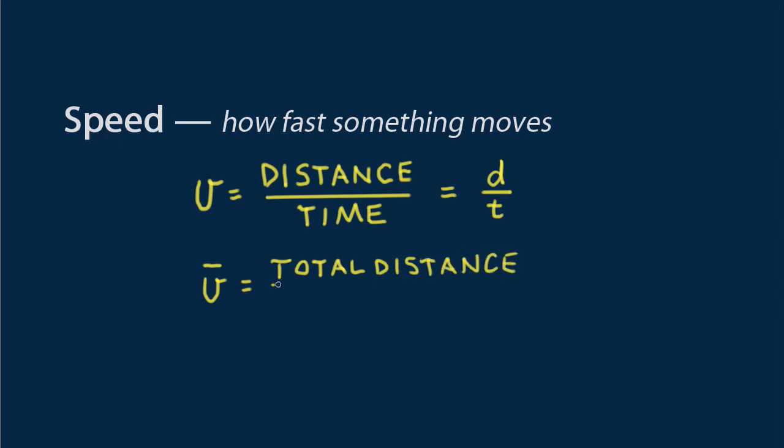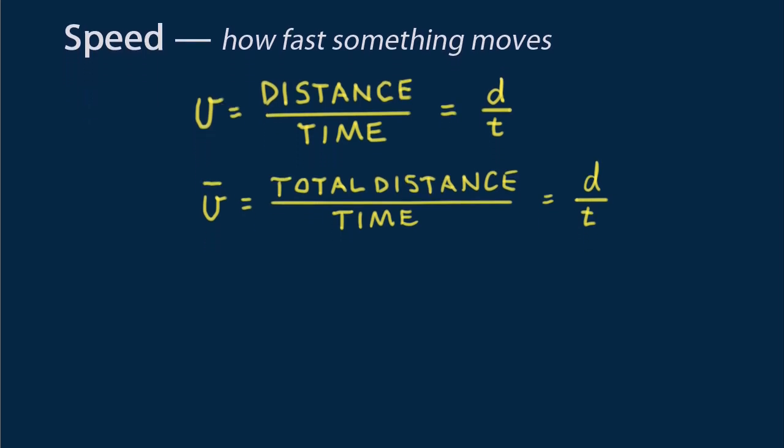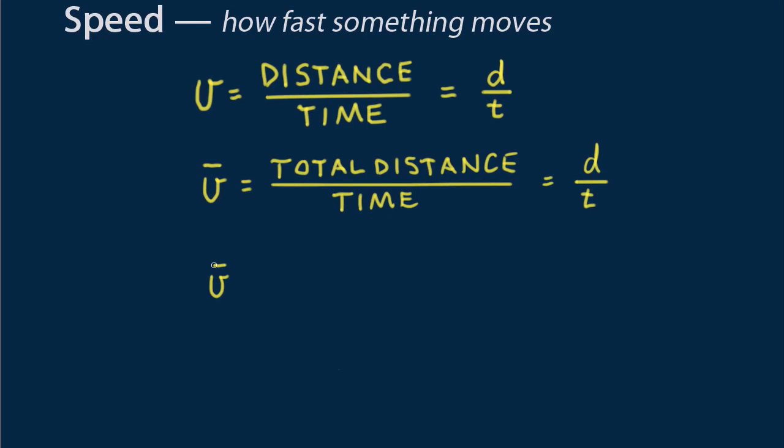So average speed is total distance covered per that time interval. In shorthand notation, v bar equals d over t. The bar over the v indicates average speed. What's your average speed if you walk 100 meters in 40 seconds, for example? We see that it's 100 meters per 40 seconds. That's 2.5 meters per second.